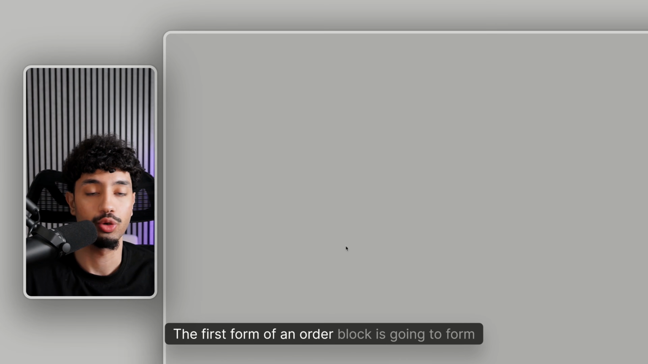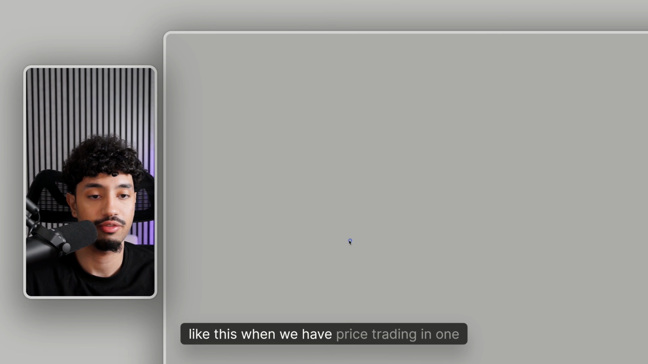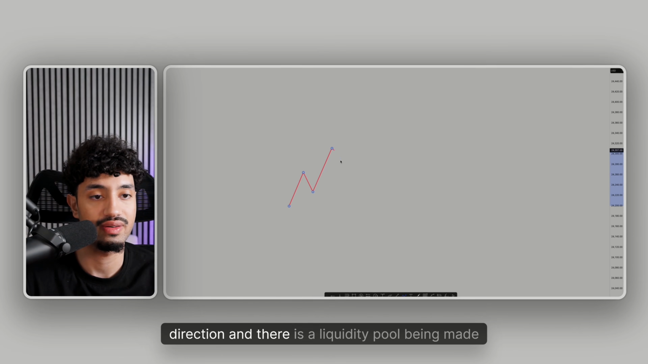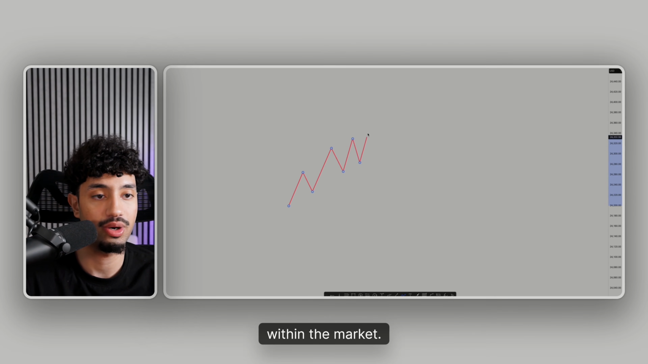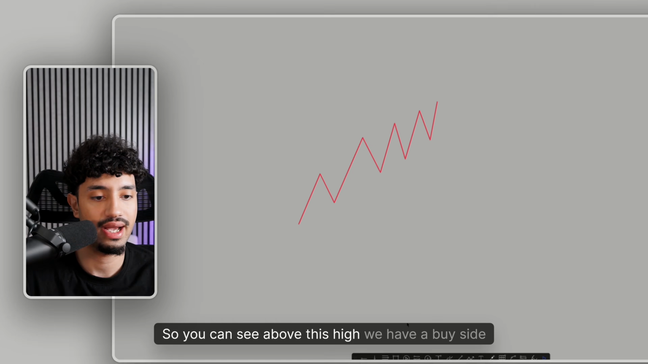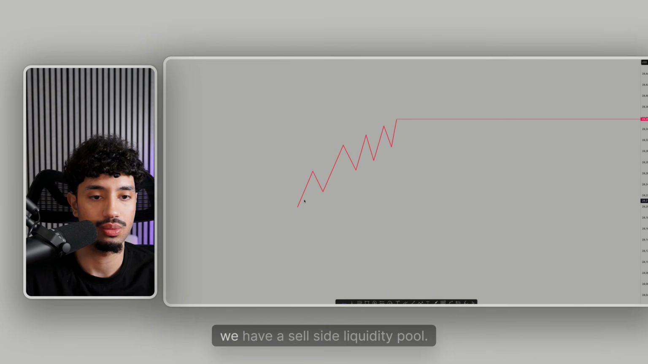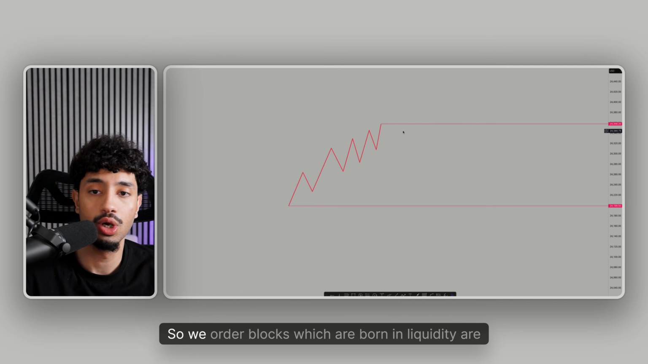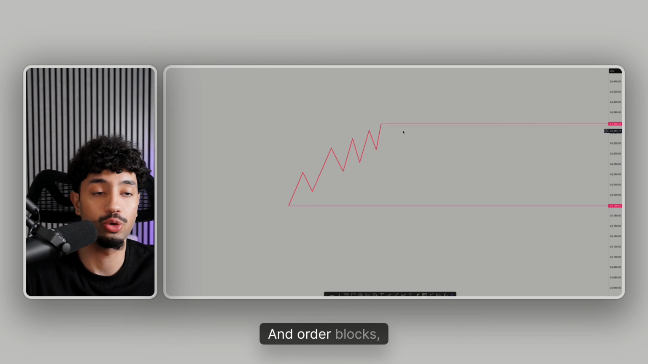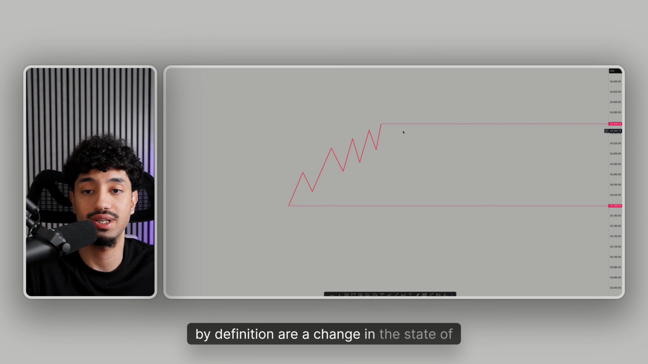The first form of an order block is going to form like this: when we have price trading in one direction and there is a liquidity pool being made within the market. So you can see above this high we have a buy side liquidity pool, and then below this low we have a sell side liquidity pool. So order blocks which are born in liquidity are always going to be high probability, and order blocks by definition are a change in the state of delivery.